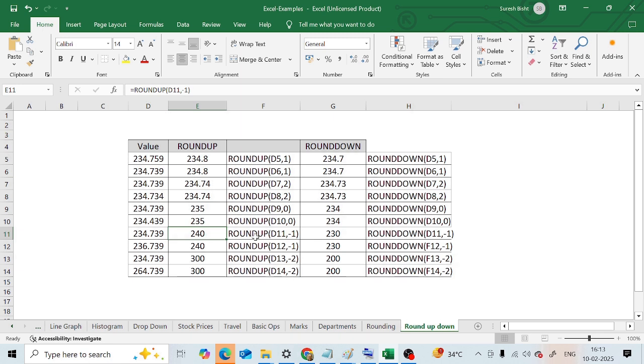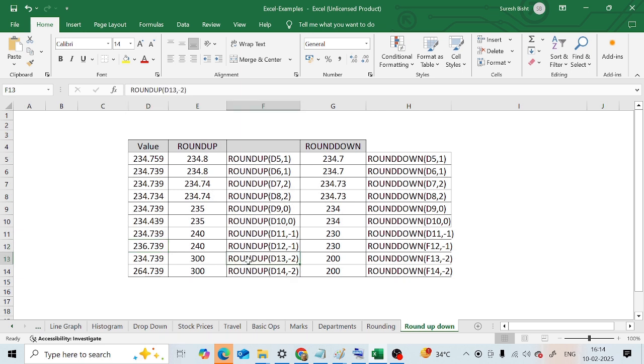Next example. Now I'm saying round up the number with minus one digit. Minus 1 means it will take 234 and try to round it to the nearest 10. So for 234.739 or 236.739 rounding up, it will become 240 in both cases. Now when you round down 234.739 and 236.739 with digit minus 1, both of them will become 230. You are rounding to the nearest 10.